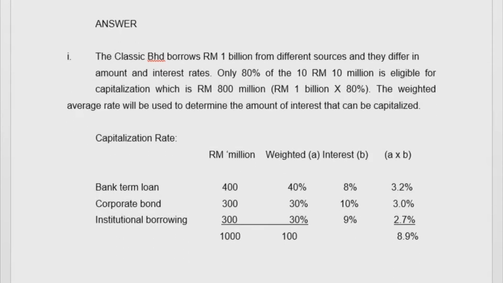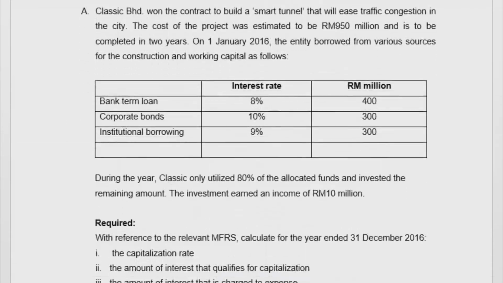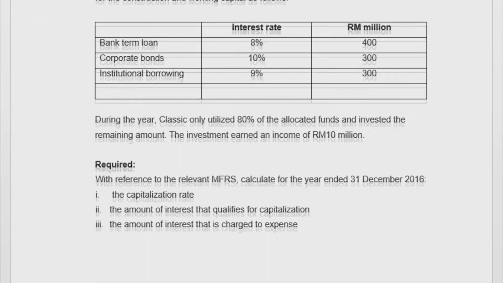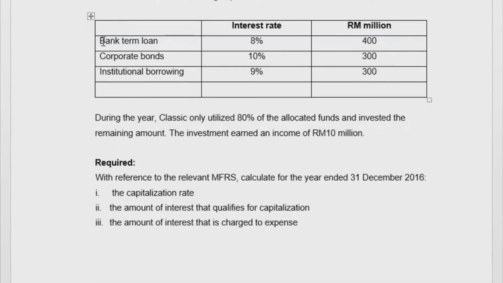We move on to our answers from the question. First, we must identify the 3 different types of loan that have been stated in the question. First is bank-term loan. Second is corporate bonds. Third is institutional borrowing. For bank-term loan, they have an interest rate of 8% and consist of 400 million. For corporate bonds, the interest rate is 10% and 300 million. For institutional borrowing, the interest rate is 9% and 300 million.